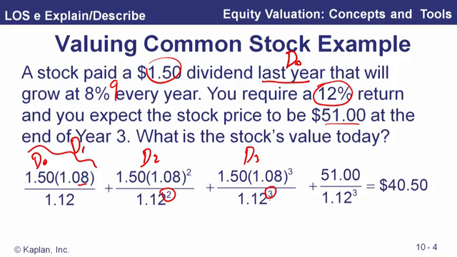and then our PN, our final price, where we sell it. And so that is at time 3, right after that dividend is paid, we sell it for 51. So that is also discounted for 3 periods. So that D3 and this final value of the stock received at time 3, we discount both of those for 3 periods, and we get a value for the stock, $40.50.